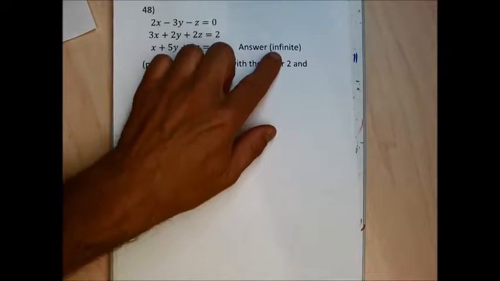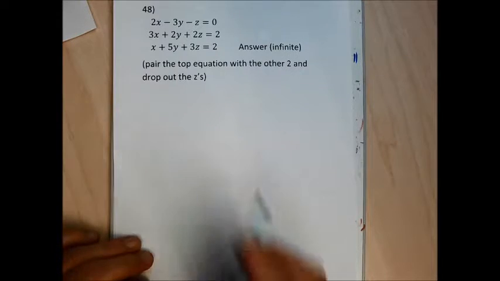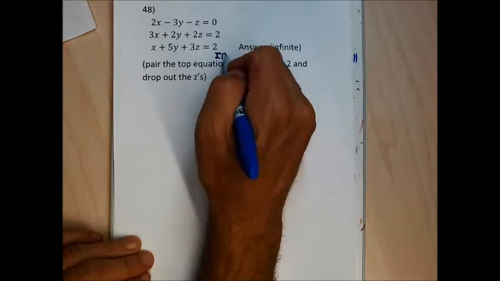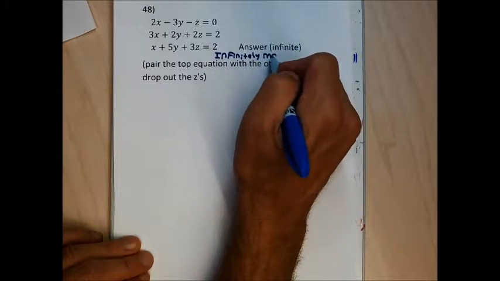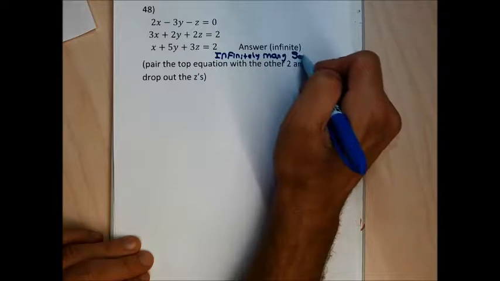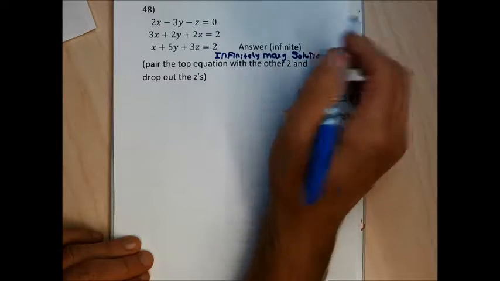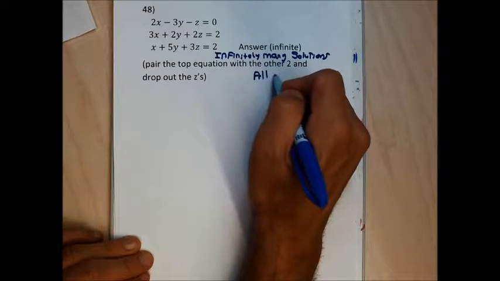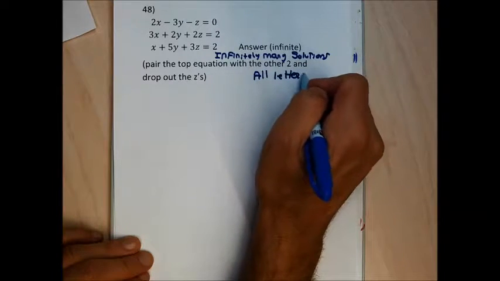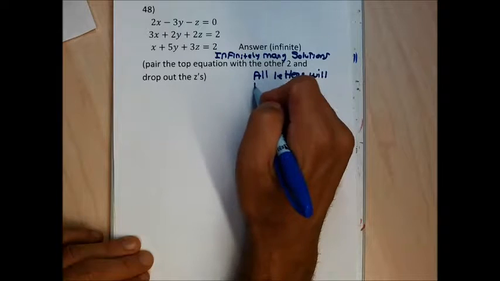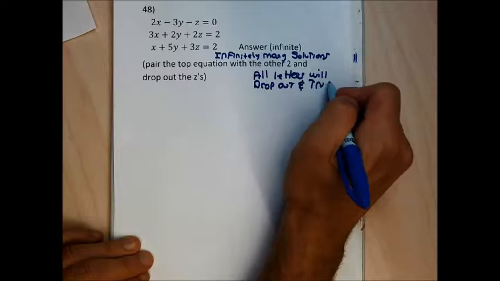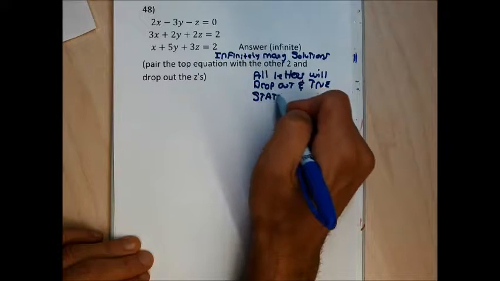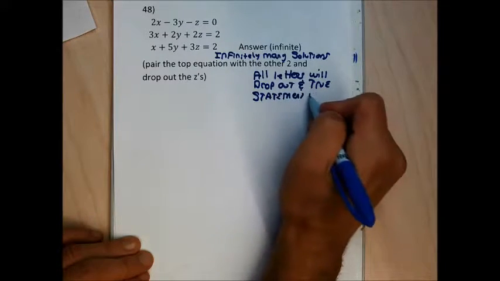All right, so I'll do 48, and all the letters are going to drop out, and I'm going to be left with a true statement because the answer is infinite, or I could have said the answer is that there is infinitely many solutions. And immediately, I know that all the letters are going to drop out at some point. And a true statement will remain.